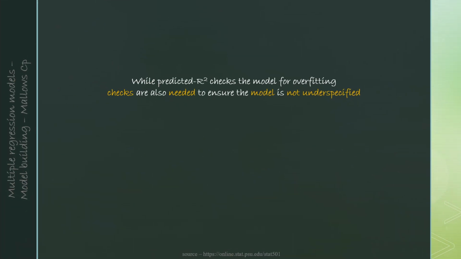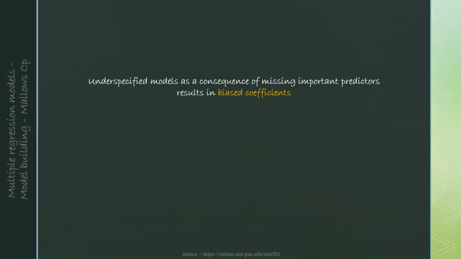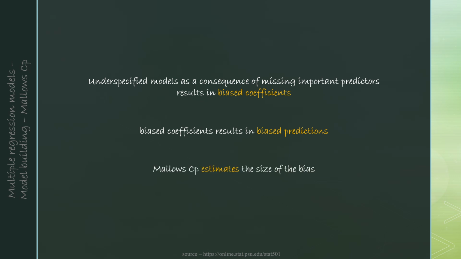While predicted R-square checks the model for overfitting, checks are also needed to ensure the model is not underspecified. Underspecified models miss important predictors. Mallows Cp is a statistic that helps verify if a model is underspecified. Underspecified models, as a consequence of missing important predictors, result in biased coefficients. Biased coefficients result in biased predictions. Obviously, biased predictions are not preferred, and Mallows Cp estimates the size of the bias.